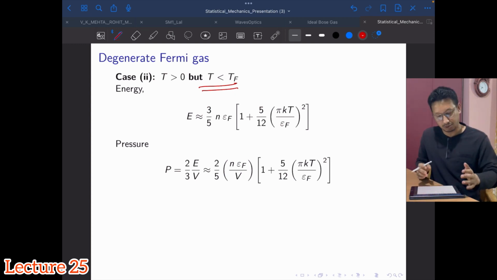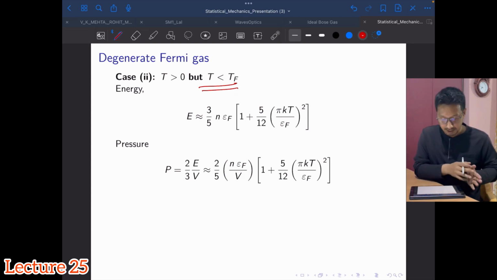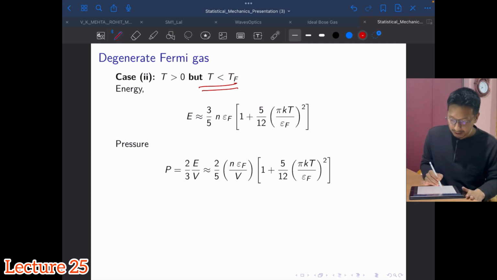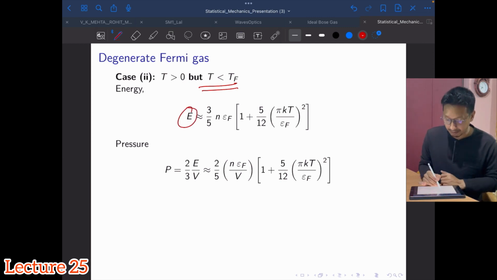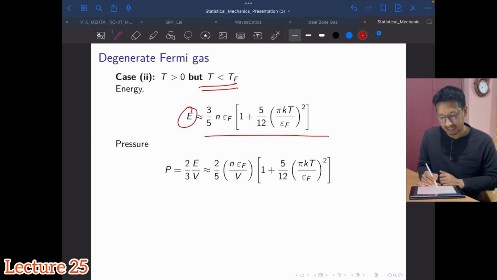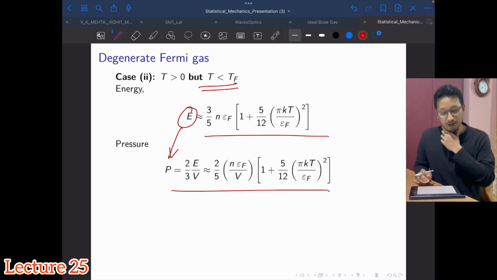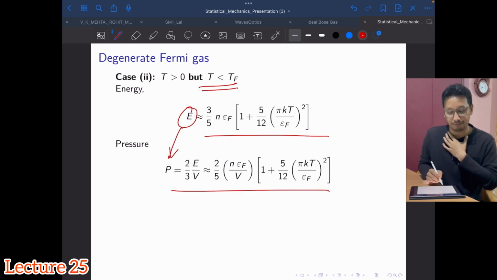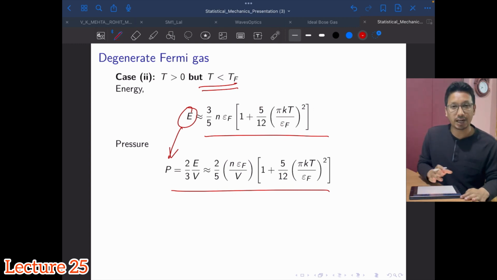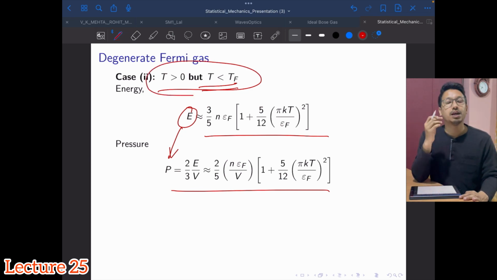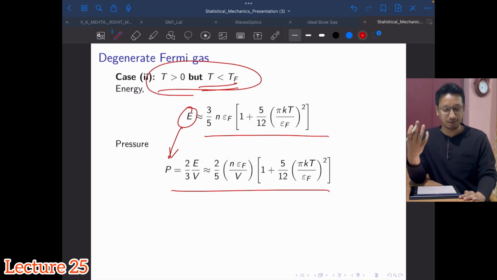So if you follow all the steps how we have done for the earlier cases, you will end up getting the expression for energy, which is approximately equal to 3 by 5 N Fermi energy, and in this bracket you get the expression. Okay, similarly from this energy expression you can calculate the pressure the way we have been calculating. But we will use this energy expression for calculating entropy and specific heat, because we need to talk about temperature just above absolute zero temperature.